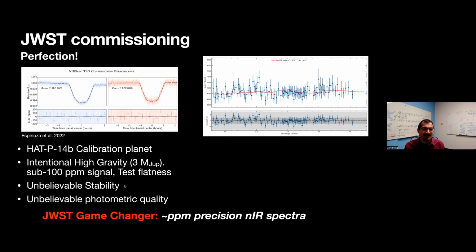Thank goodness the faint galaxy people wanted their galaxy to be on the same part of the pixel for long periods of time. That basically unlocks really unbelievable photometric quality. So that's the real game changer here.